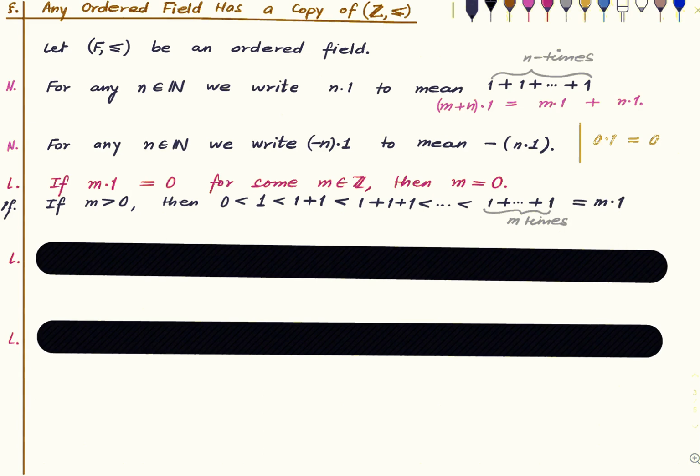And hence m dot 1 would be greater than 0 by transitivity. So if m is positive, m dot 1 cannot be 0. By similar reasoning, if m is negative, m dot 1 cannot be 0. And hence the only way m dot 1 can be 0 is when m is 0. So that is a very simple proof.